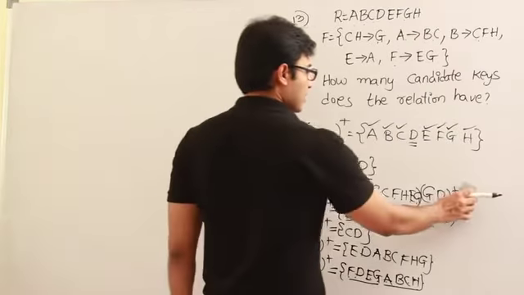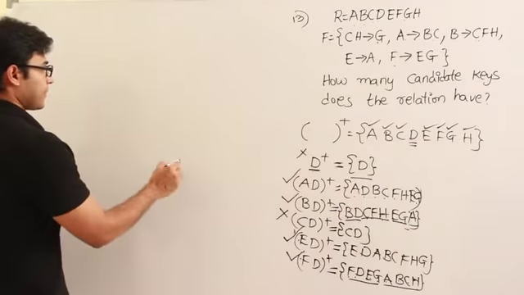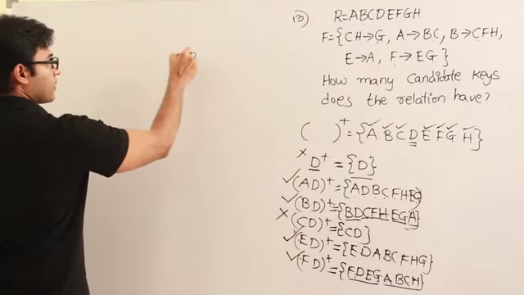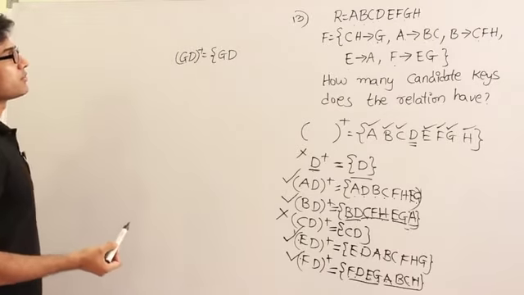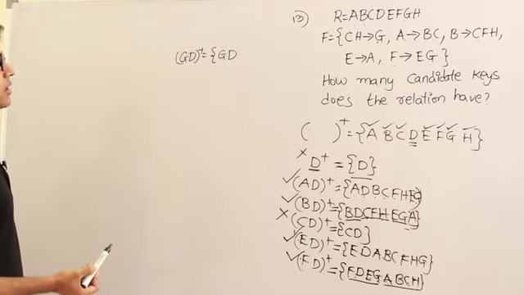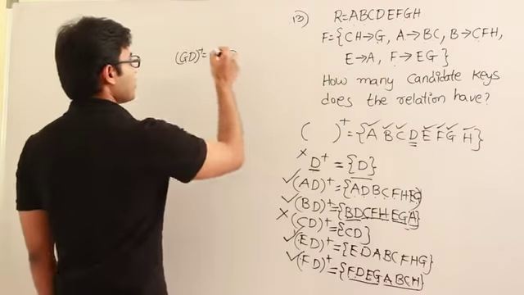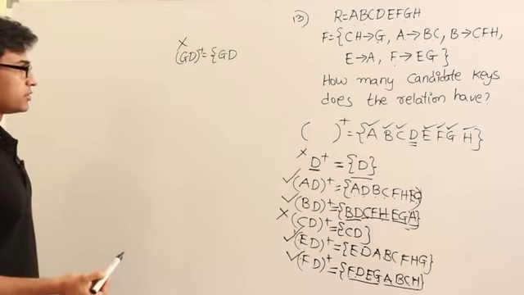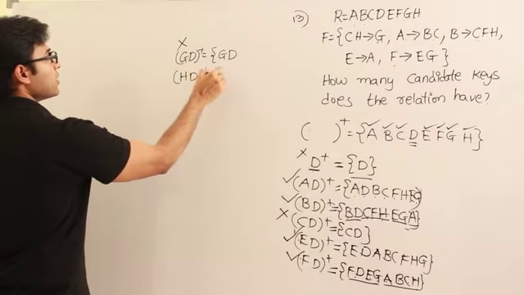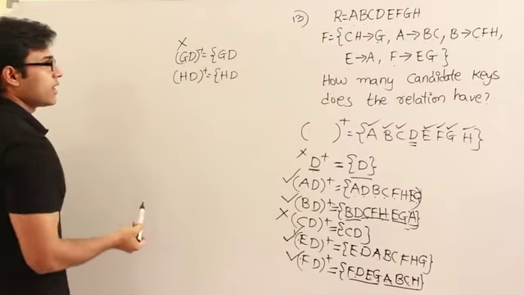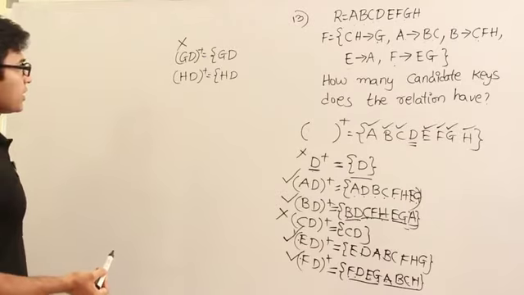We have to test even GD and HD, right? So let's test them here. GD, I want to find out GD plus. Initially I add GD, and then because of G or D, I'll not be able to add anything, right? First production, second production, third production, this one or this one, I'll not be able to add anything. Therefore GD is not eligible to be a candidate key. Now let's see HD plus. Because of HD I get HD itself, and then nothing else, right? So I don't get anything here.